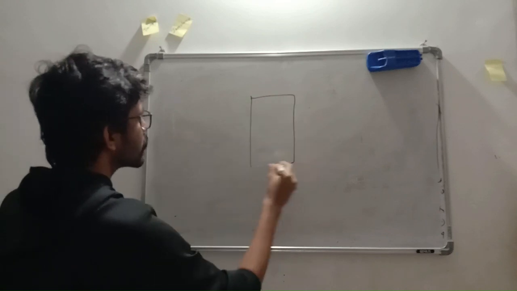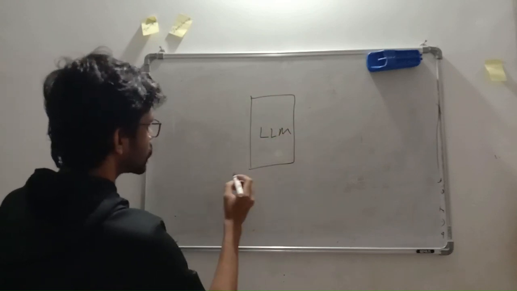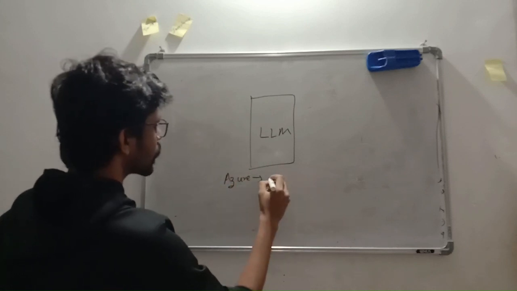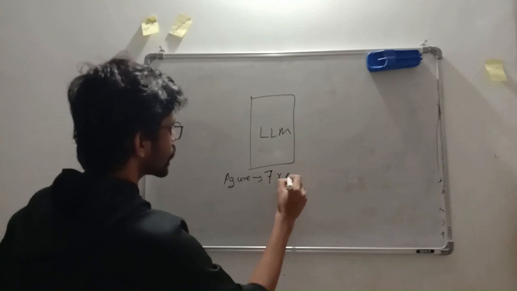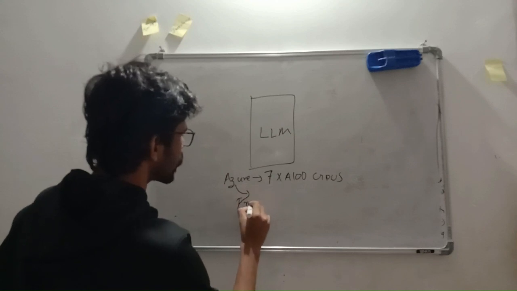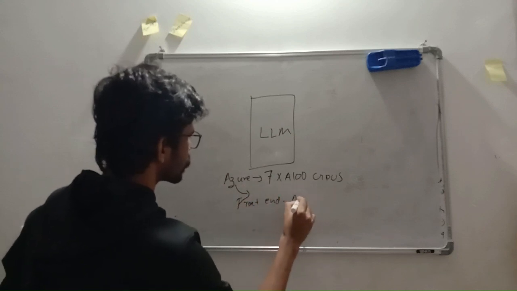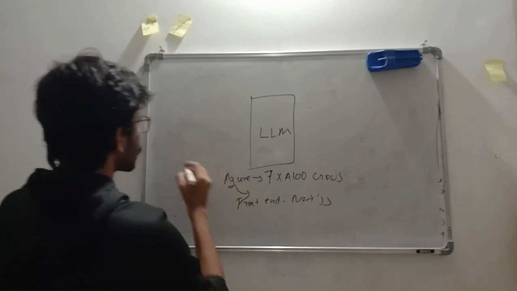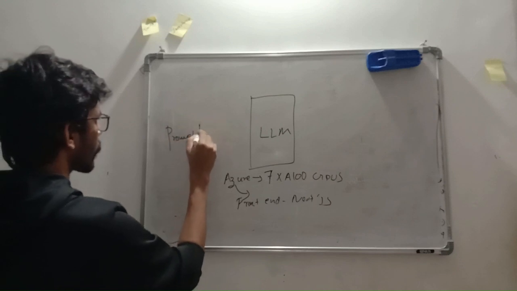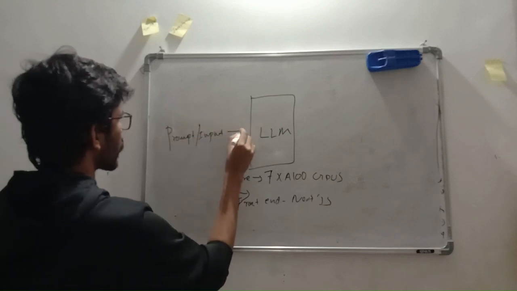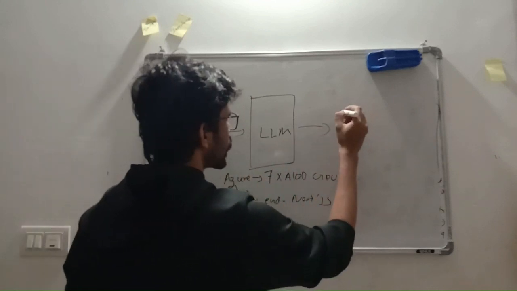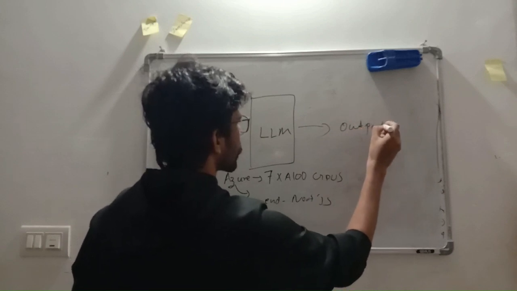ChatGPT is a large language model that is deployed on Azure Cloud Service from Microsoft in 7 A100 GPUs, with the front end in Next.js. So whenever we are giving a prompt or an input in text format, we are getting an output in text format.